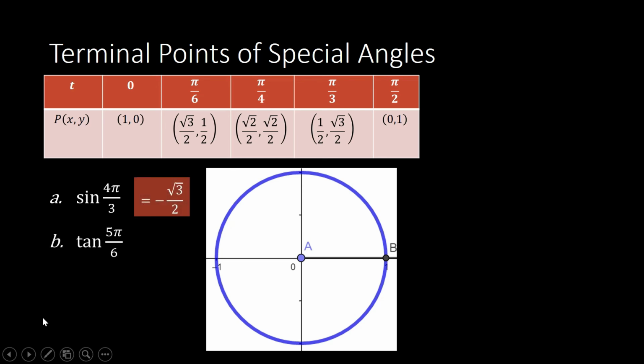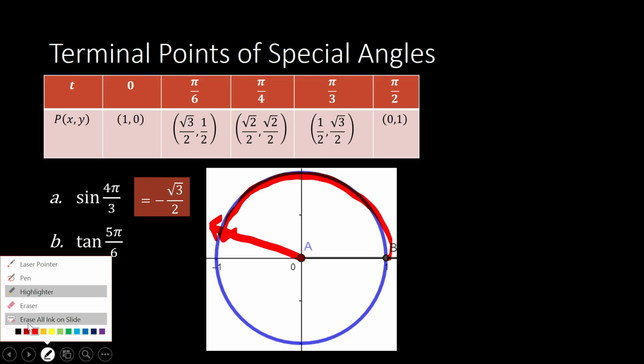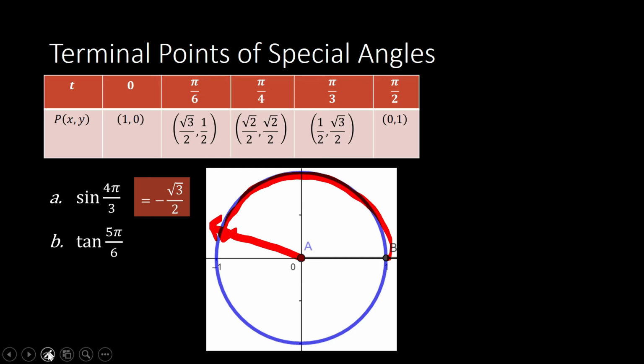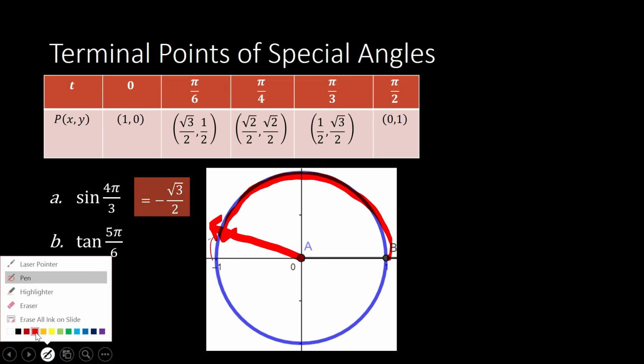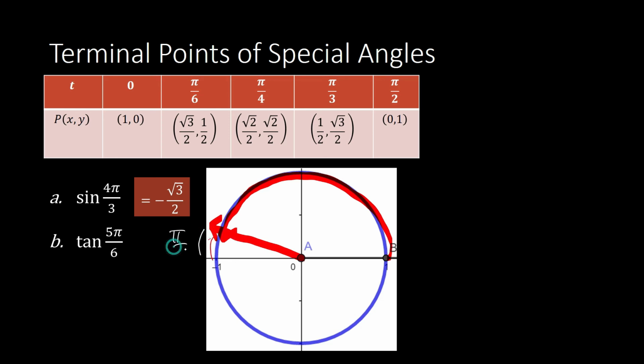How about this one? Tangent of 5 pi over 6. So 5 pi over 6 is a little short of pi because 6 pi over 6 is pi. 5 pi over 6 will bring us to the second quadrant. We are almost reaching pi. So this is 5 pi over 6. And what is our reference angle? The reference angle is this one. That is pi over 6.